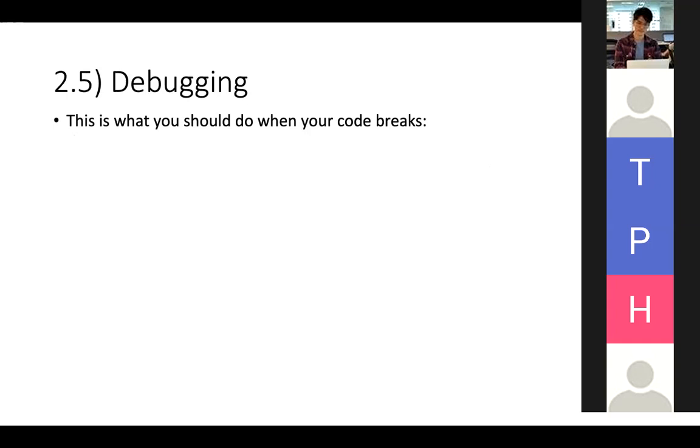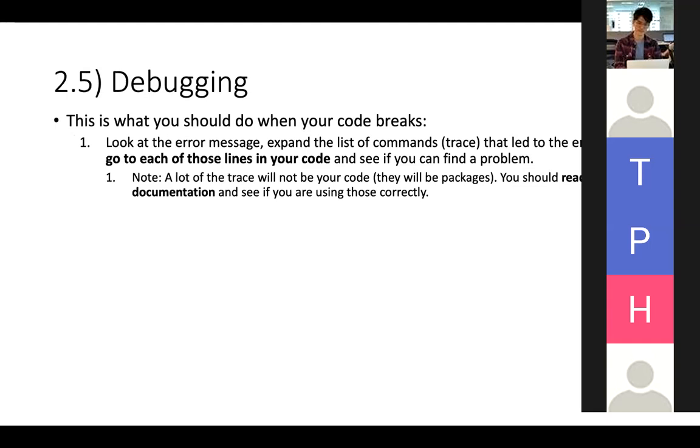Okay, so this is what you should do when your code breaks. First, look at the error message. Expand the list of commands, the trace that led to the error. Then go to each of those lines in your code and see if you can find the problem. A lot of the trace will not actually be your own code. There'll be packages that you reference and use. You should read the documentation to see if you're using those correctly.